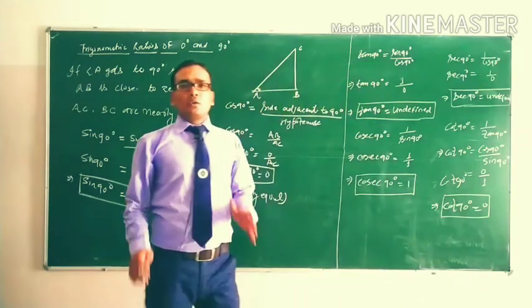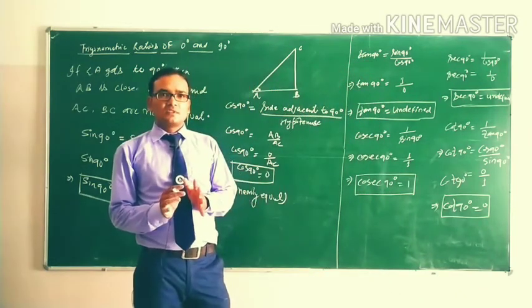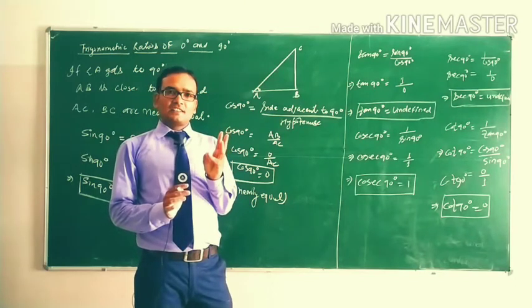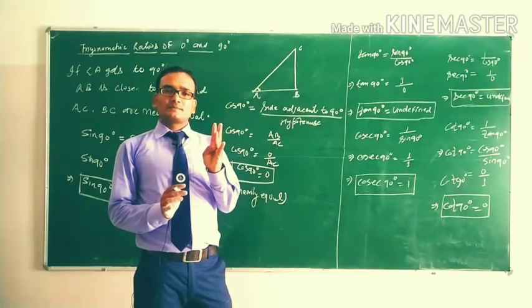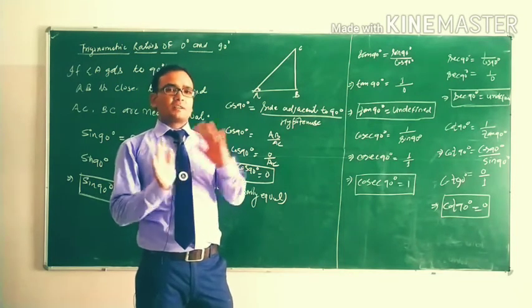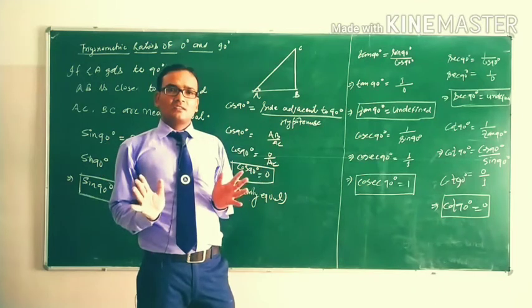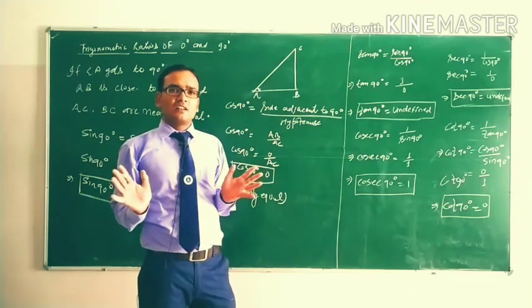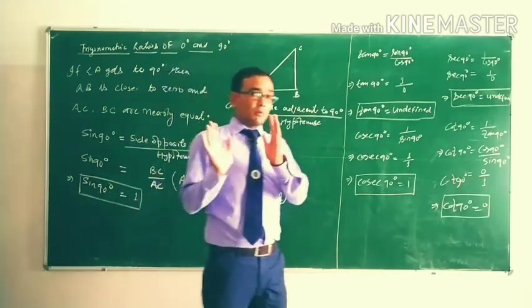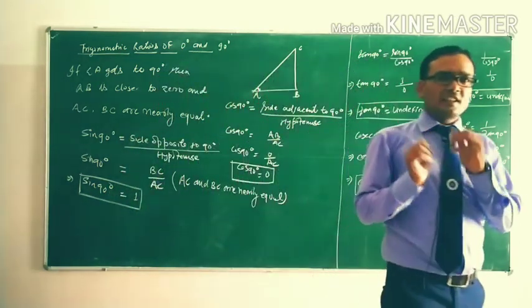We find the value of sin 90, cos 90, tan 90, cot 90, cosec 90 and sec 90. We summarize in a table, so you can remember it easily.